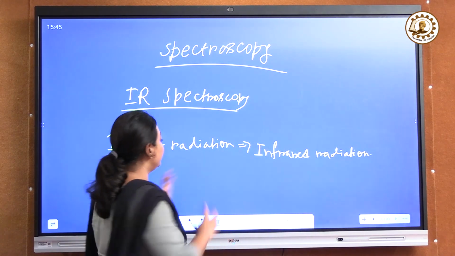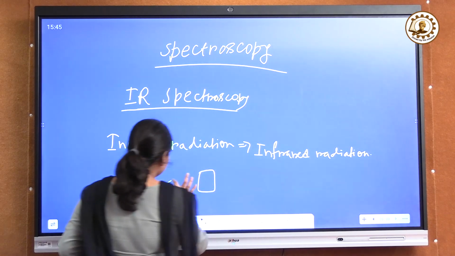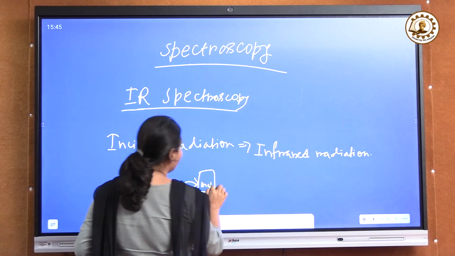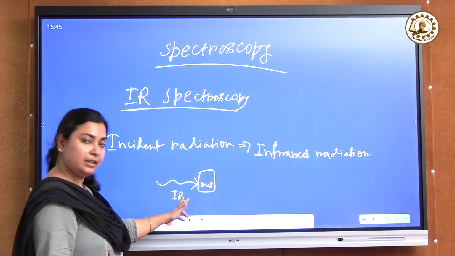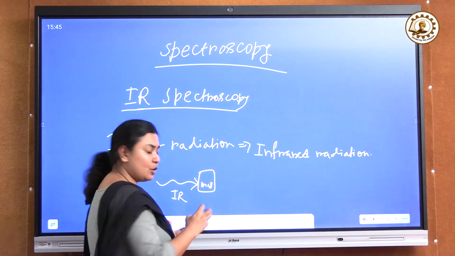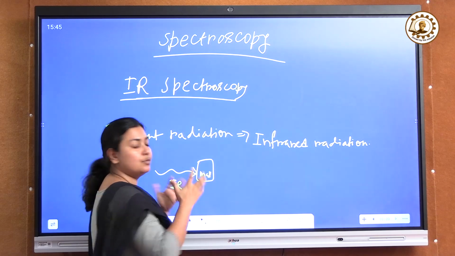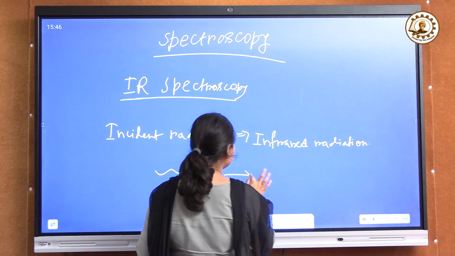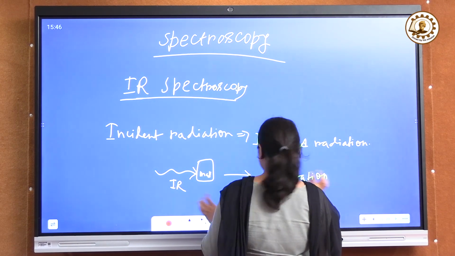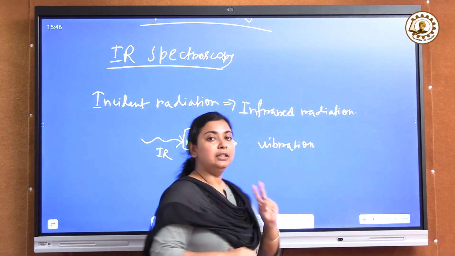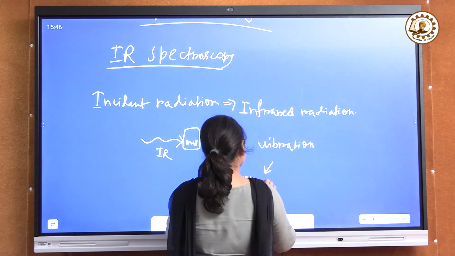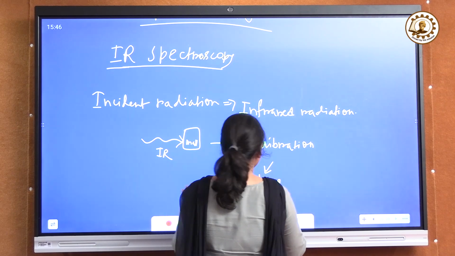Now if we are giving some infrared radiation to a matter, what happens? It is basically thermal energy, so it will absorb some amount of energy, and due to that absorption, some vibrations will be taking place inside the molecule. Okay, some vibration. These vibrations are basically two types, and the first one is stretching vibration.